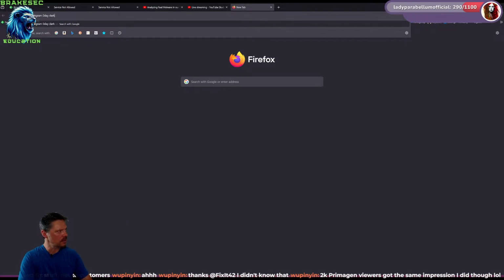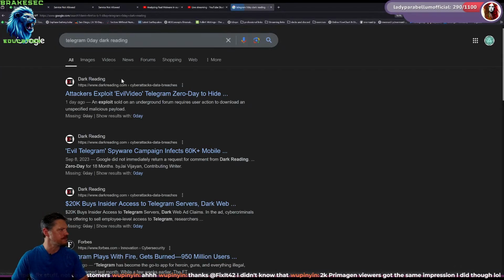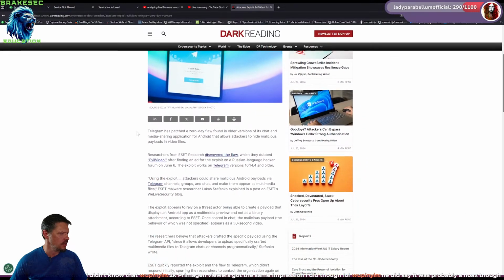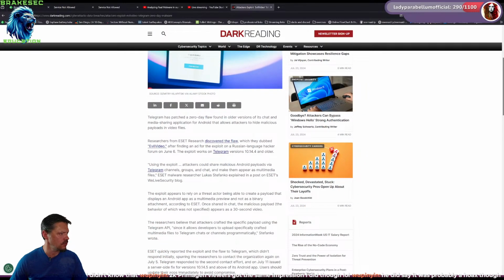Dark Reading. There we go. Okay. Exploit sold to underground forum requires user action to download an unspecified malicious payload. Okay. Telegram patched a zero-day flaw found in older versions of the chat and media sharing application for Android that allows attackers to hide malicious payloads in video files.